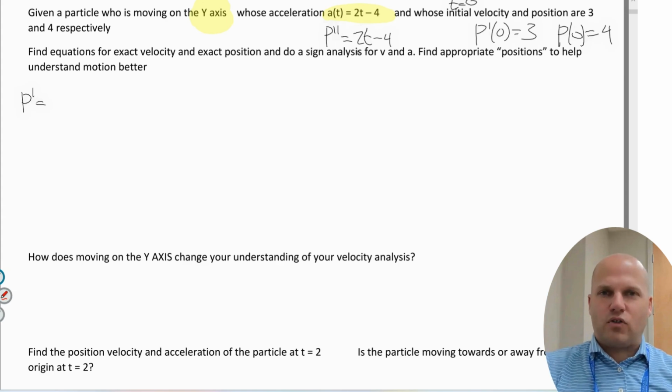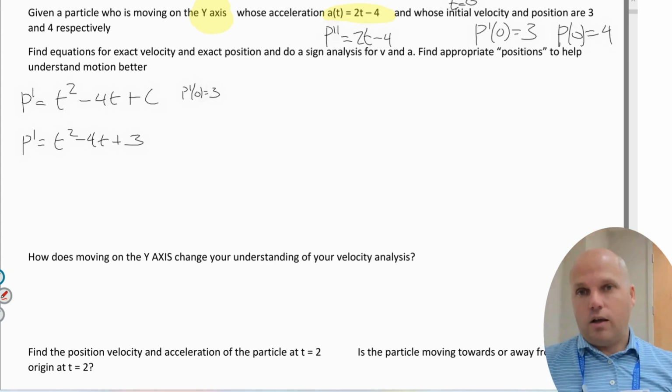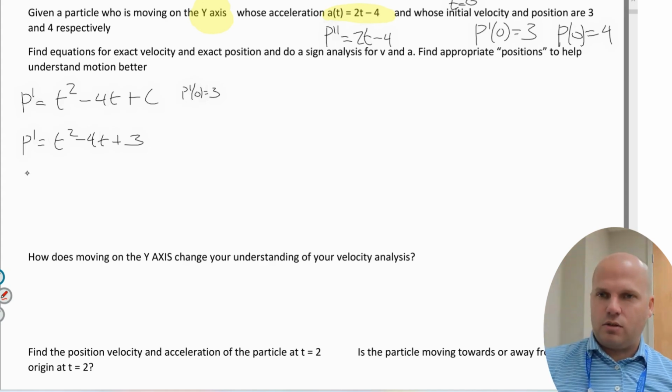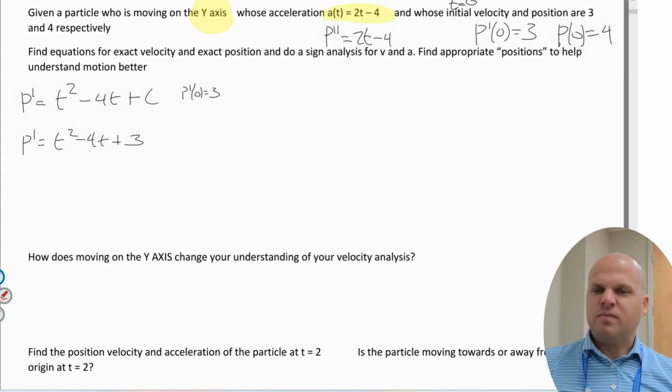So I will go backwards from P double prime to P prime by taking the antiderivative. I will use the 0.03, which gives me C is 3. If I plug in 0 plus C equals 3, C is 3. It works out that if you have the time of 0, you get that the C is just the initial position. Like C is initial position. Not always, but most of the times.